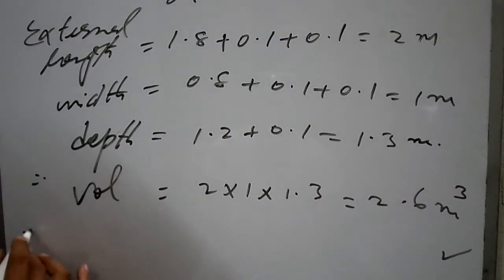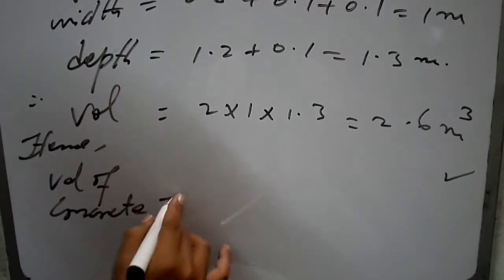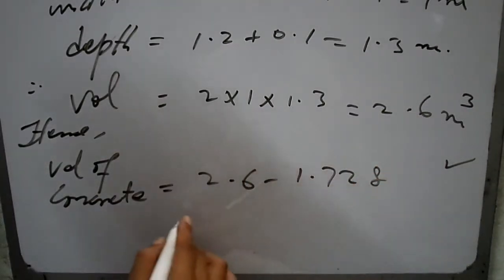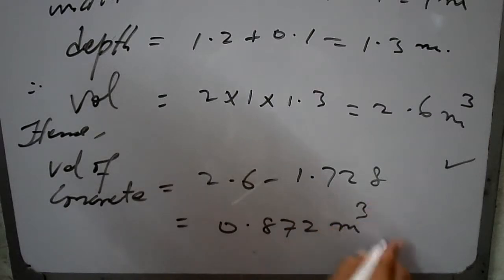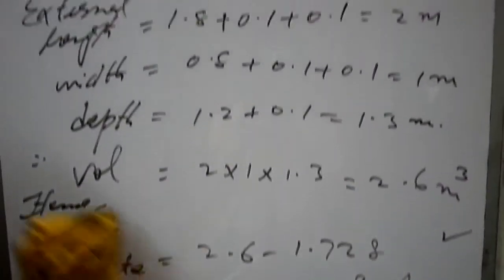Hence the volume of concrete is equal to 2.6 minus 1.728, so you will get 0.872 meter cube. So here is your result. Now coming to question number 9.